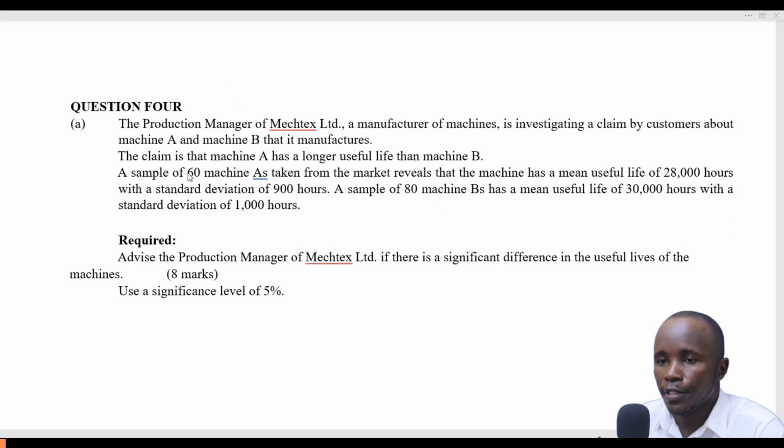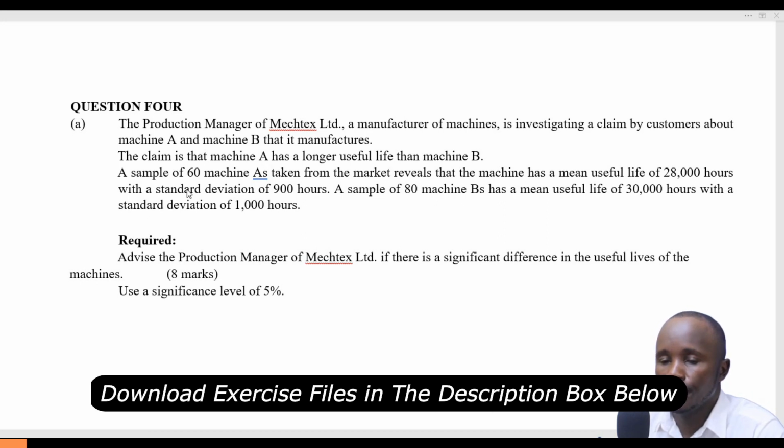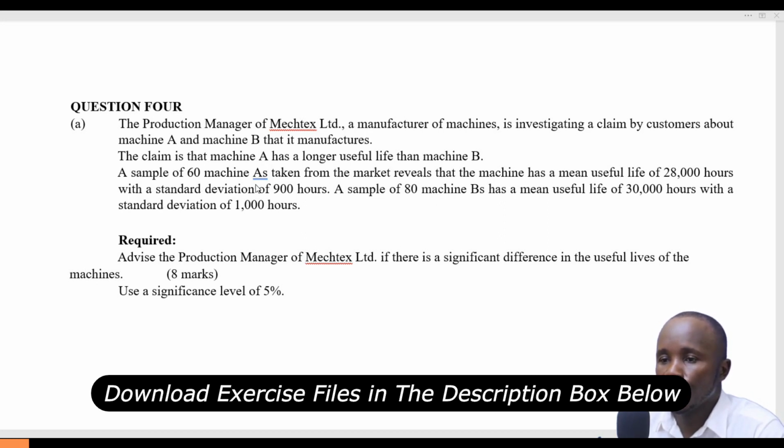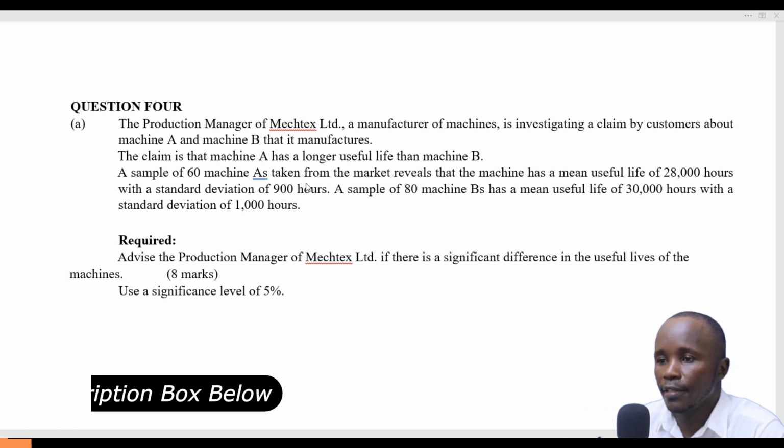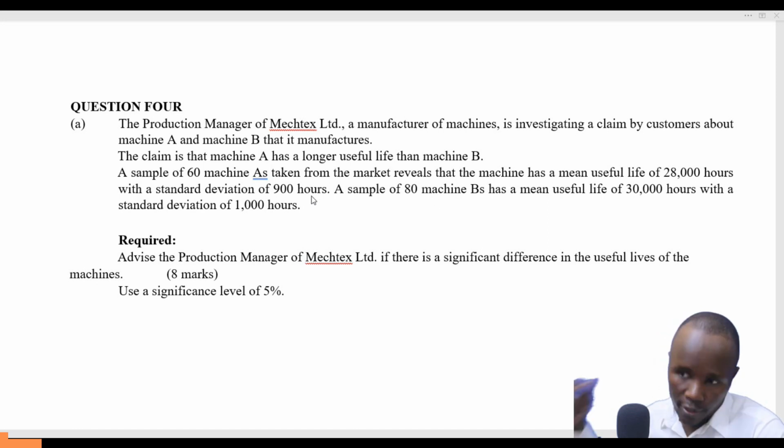The question reads: the production manager of Medsex Limited, a manufacturer of machines, is investigating a claim by a customer about machine A and machine B that it manufactures. The claim is that machine A has a longer useful life than machine B. A sample of 60 machines A were taken from the market and revealed that machine A has a mean useful life of 28,000 hours with a standard deviation of 900 hours.